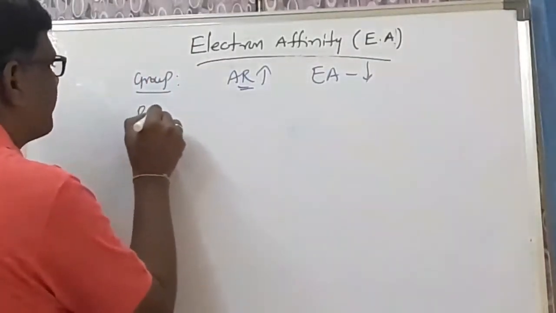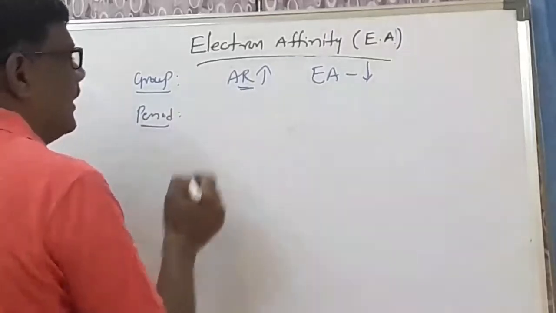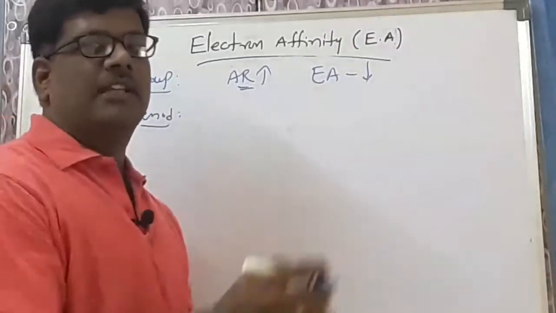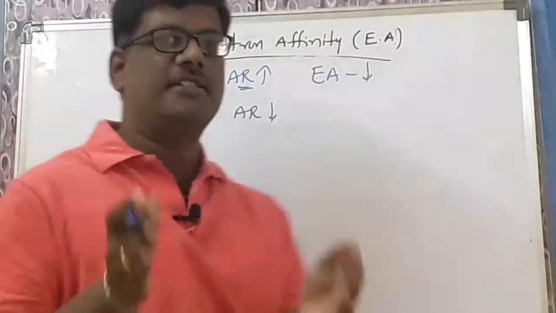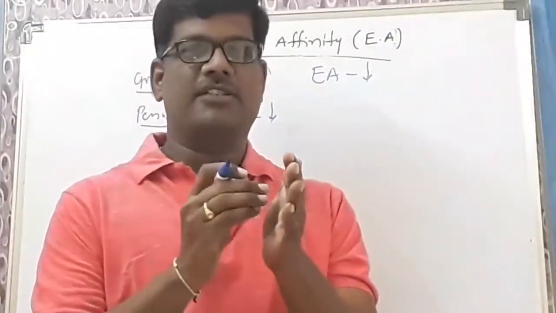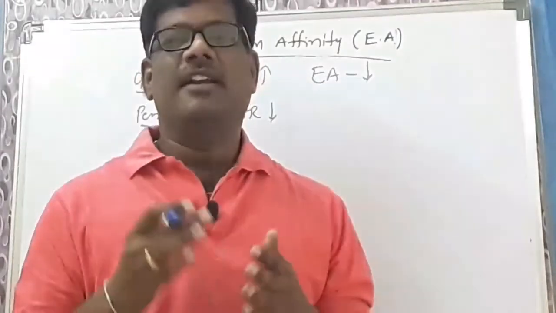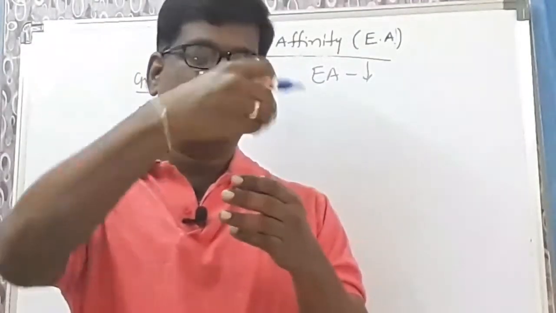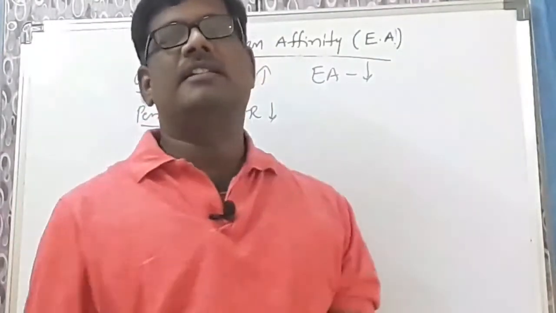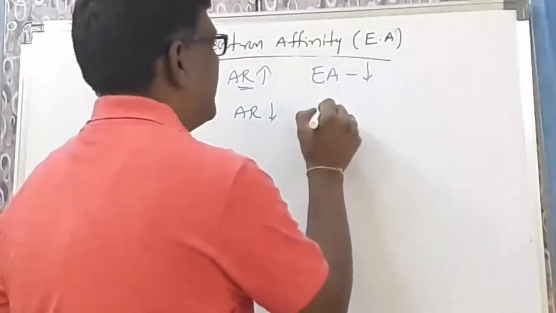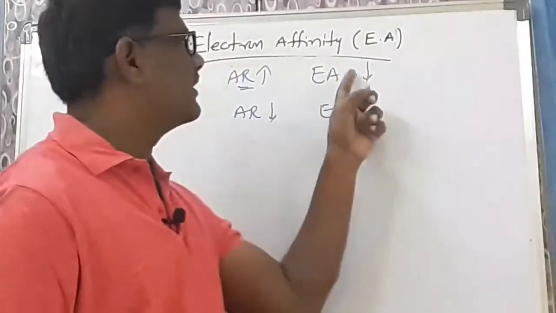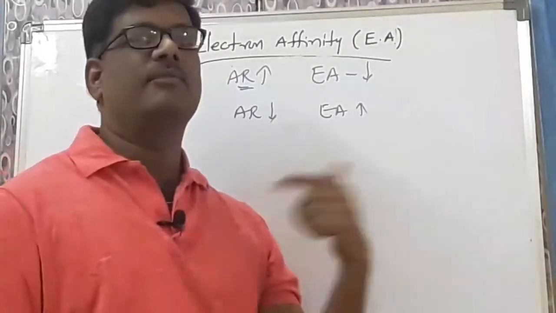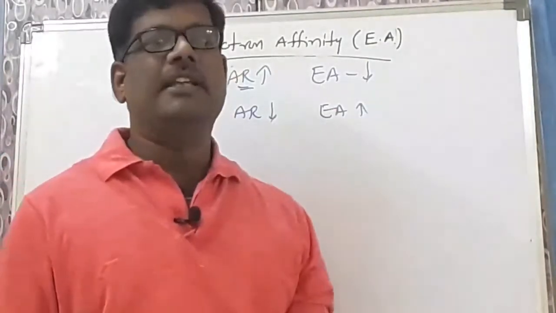In a period, as we move left to right, atomic radius decreases. Atomic radius decreases, nothing but nucleus attraction over valence electron will be high. Whenever attraction is high, immediately when you add one electron, energy released will be high. Ultimately electron affinity will be high in the period. So in the group top to bottom, electron affinity decreases. In a period, as we move left to right, electron affinity increases.